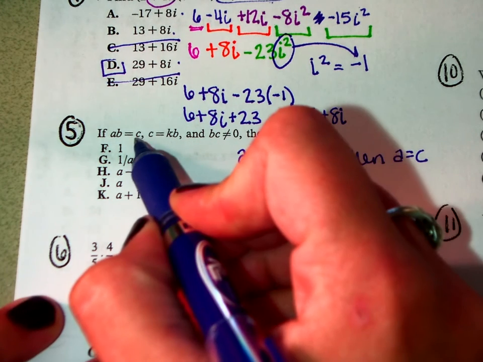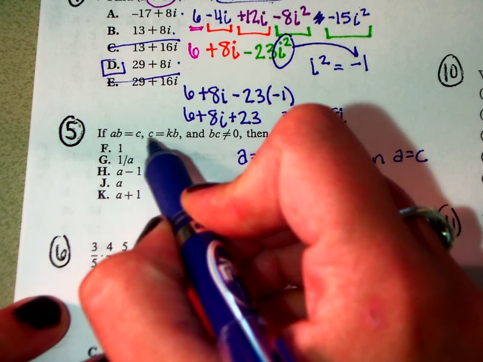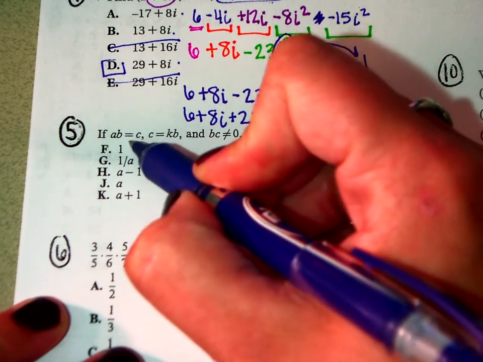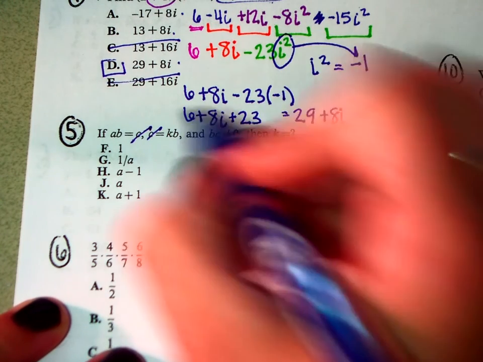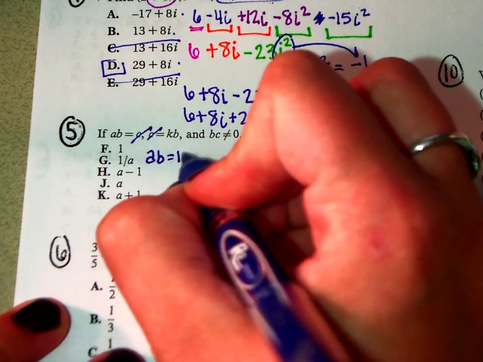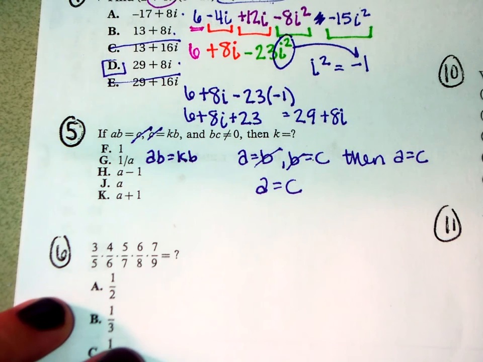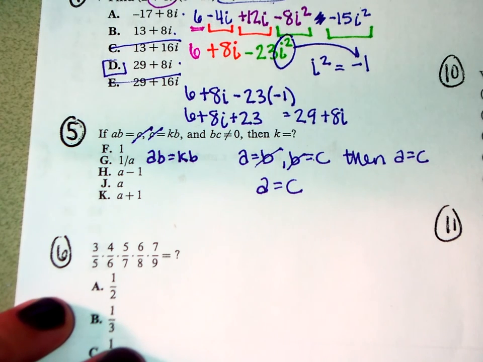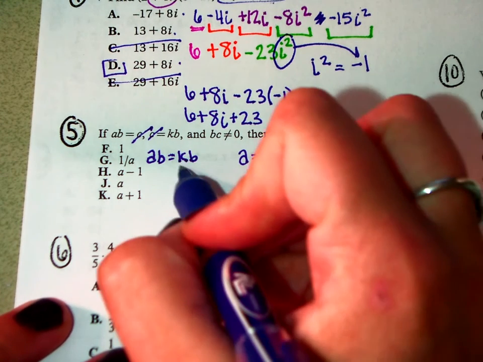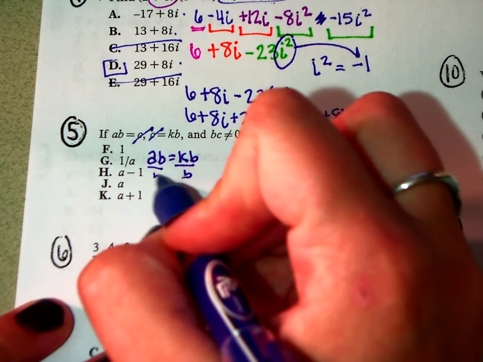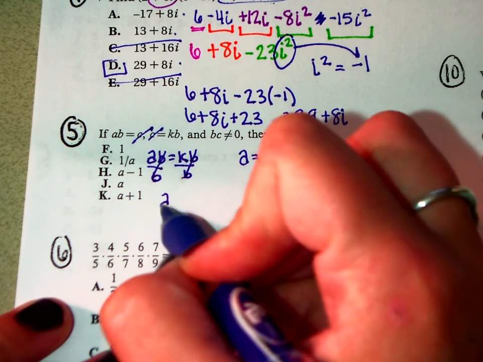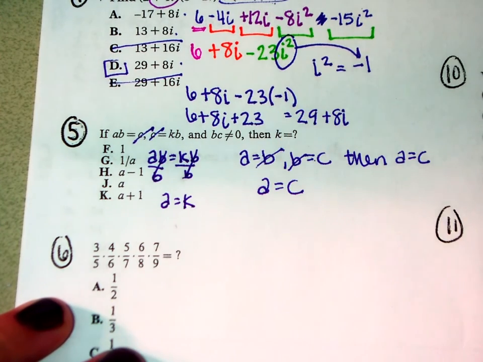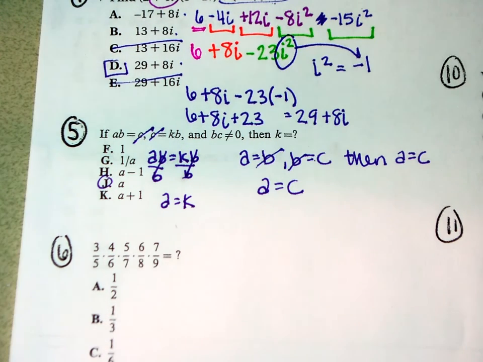So looking here, I see that C is equal to AB and C is equal to KB, which means I can get rid of C completely and make AB equal to KB. Now in this problem, I want to make sure that I'm solving for K. Well, all I'm going to do here is divide by B. Cancel, cancel, and I'm left with A, which is J. All right, let's try the next one.